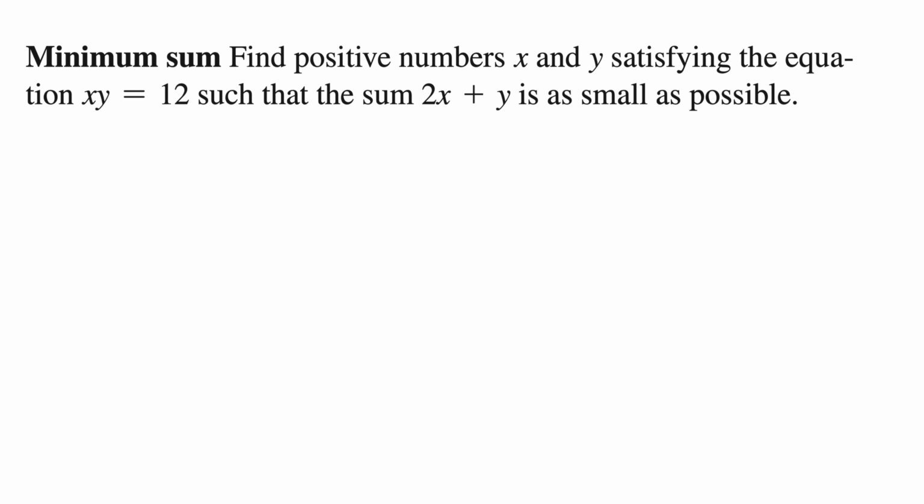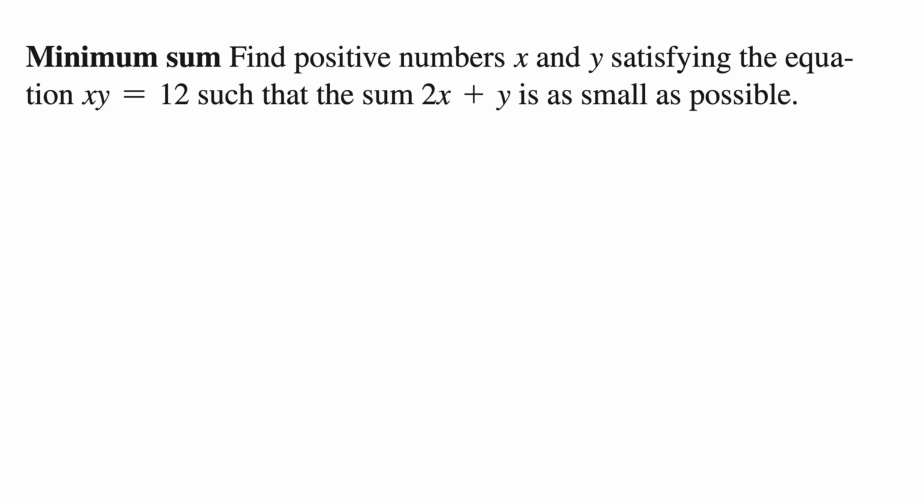Okay, so here we have the minimum sum, and it says to find positive numbers x and y satisfying the equation xy equals 12 such that the sum 2x plus y is as small as possible. Well, one of the first things we can do is contemplate how hard this would be to do without calculus, right? We want positive numbers, so I'm thinking that means not 0, and we want to make this sum as small as possible.